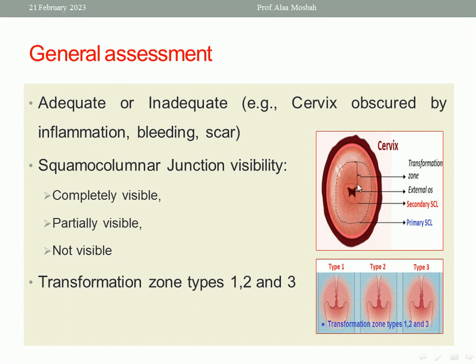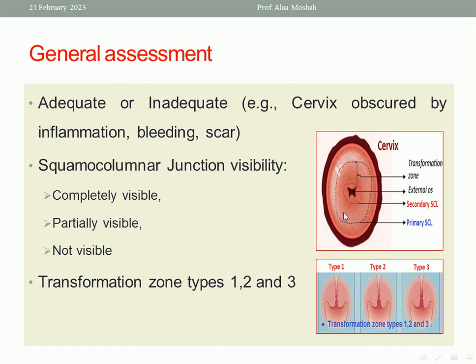Okay, so the area between the primary squamocolumnar junction, circled in blue, and the secondary squamocolumnar junction, circled in red, is called the transformation zone. This is the most active part of the cervix and the most dangerous part, because it is the commonest site for cervical carcinoma and also for CIN lesions, one, two, or three, which are precancerous. So we should comment on this transformation zone very well, because the cells in this area are active, because metaplasia happens here and changes the columnar epithelium into stratified squamous epithelium. Okay?